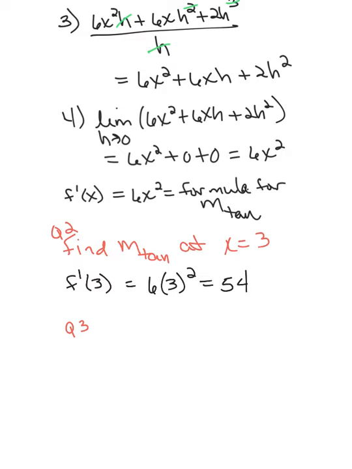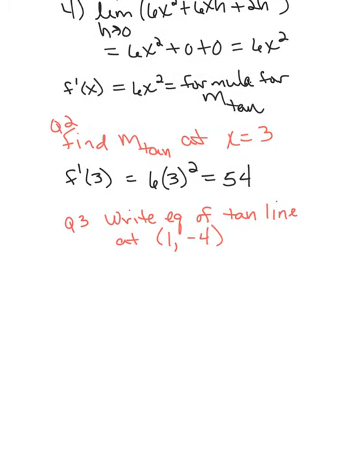Question 3 says, write the equation of the tangent line at the point 1, negative 4. So if we're writing the equation of a line, we need y equals mx plus b when we are done. We need to know a point and the slope in order to get there. We know the point. It was given to us. Here's our point. What we don't know is the slope for this tangent line.